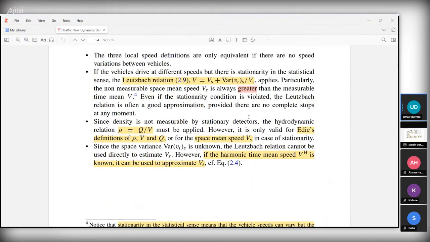Previously, we have also discussed this equation from the Lutz-Bach relation, where the time mean speed is found to be always greater than the space mean speed because it includes the variability in the speeds as well. Time mean speed and space mean speed would only be equal if the speeds of all vehicles are the same. Otherwise, there will always be a difference. And here there's a typo that I highlighted. It says that space mean speed is always greater than the measurable time mean, which is not true. It is always smaller than the time mean.